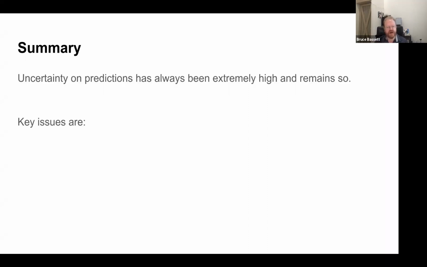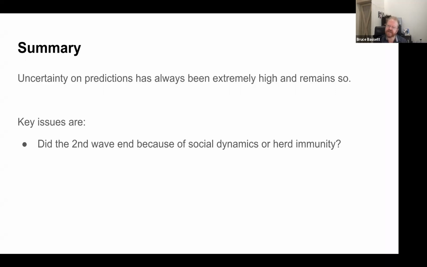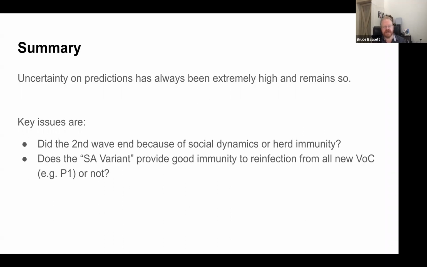So the key issues are, did the second wave end because of social dynamics of people's behavior, or was it herd immunity? Does the South African variant, as we call it, we shouldn't call it the South African variant, but giving its genetic designation doesn't help most people understand what we're talking about, does that provide good immunity to reinfection from all new variants of concern or not?